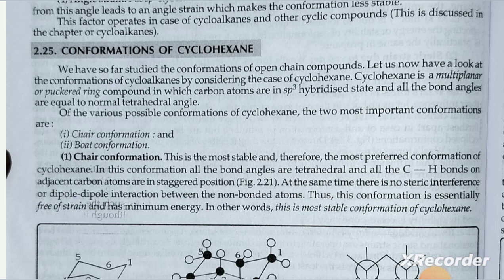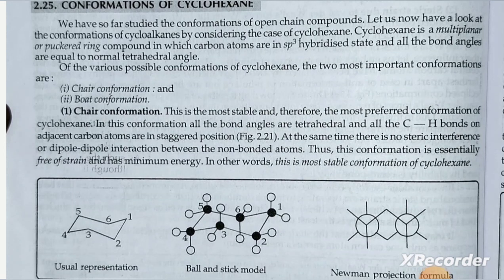First is chair conformation. This is the most stable and therefore the most preferred conformation of cyclohexane. In this conformation, all the bond angles are tetrahedral and all the carbon-hydrogen bonds on adjacent carbon atoms are in staggered position, Figure 2.21. At the same time, there is no steric interference or dipole-dipole interaction between the non-bonded atoms. Thus, this conformation is essentially free of strain and has minimum energy. In other words, this is the most stable conformation of cyclohexane.